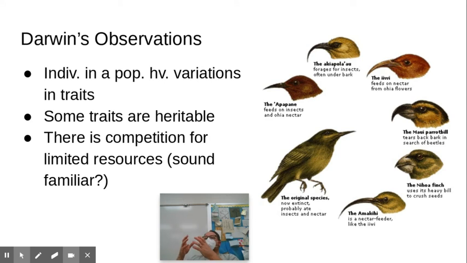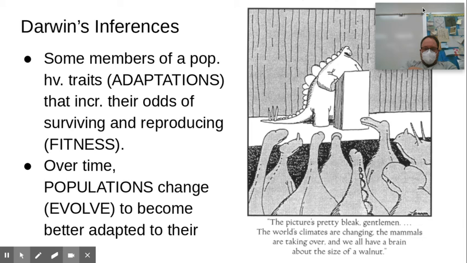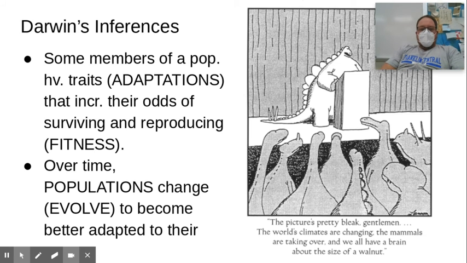So that's going to influence the changes in populations. All right. So from that, Darwin was able to draw some inferences. He came to some conclusions based on what he's observing. He said some members of the population have particular traits. Since there's variation in every population, some of the members have traits that make them well suited for their particular environment. Those traits that make them well suited, he referred to them as adaptations.